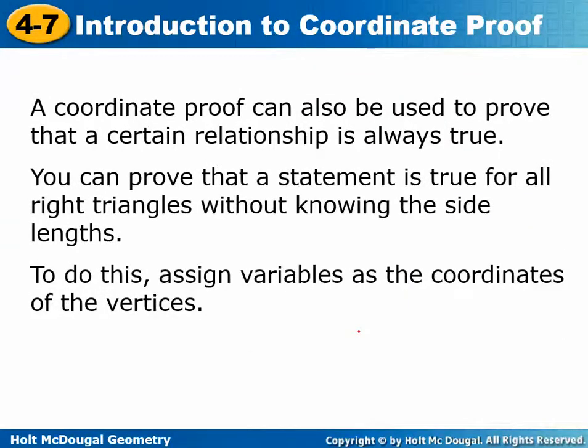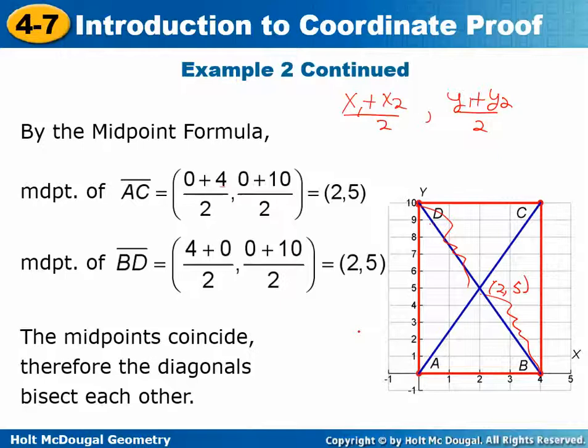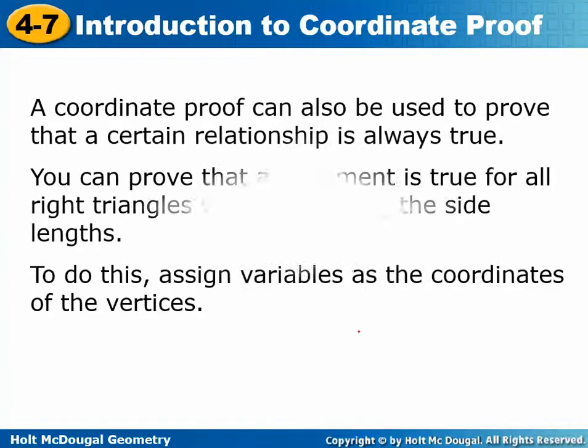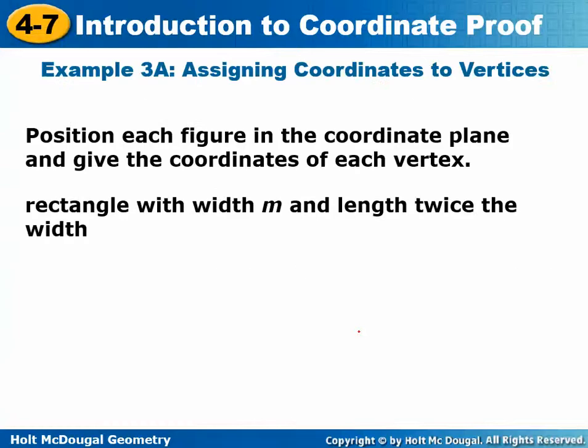Okay, a coordinate proof can also be used to prove a certain relationship is always true. So that one that we just did, if we didn't know the certain coordinates for this rectangle and we just said prove that the diagonals of a rectangle bisect each other, we could do that with a coordinate proof too. It's a little bit trickier. What you have to do is assign coordinates, like variables, to the vertices.